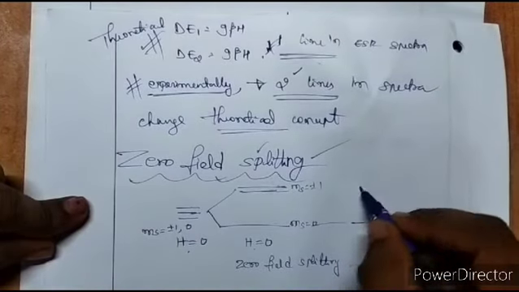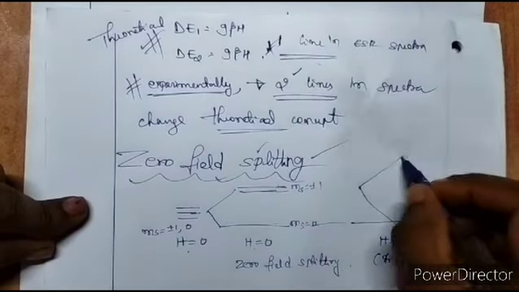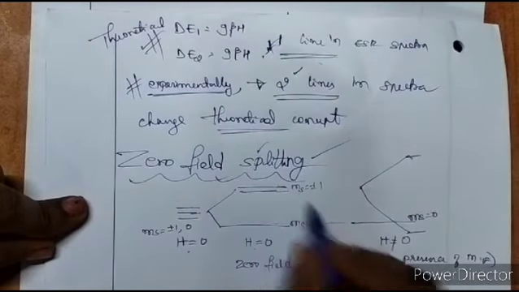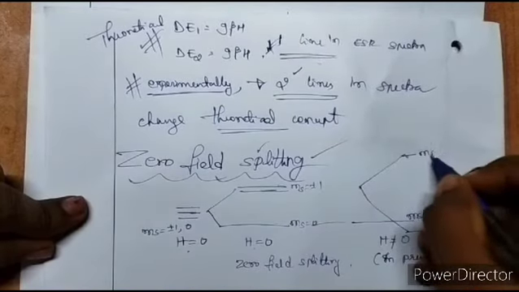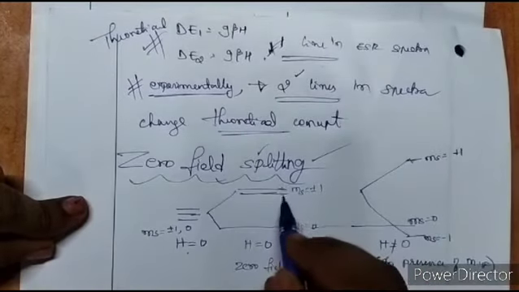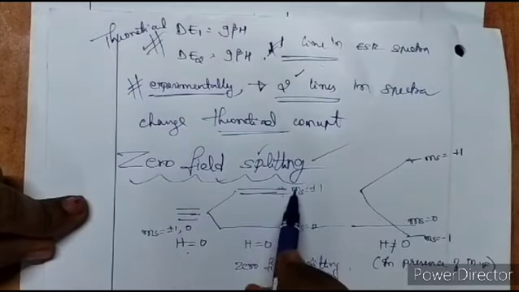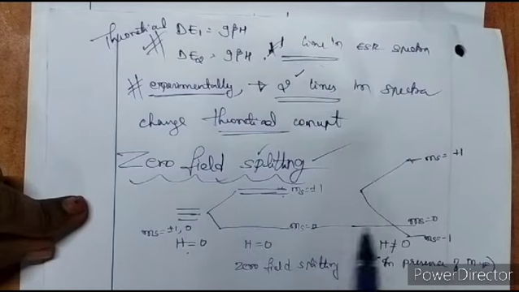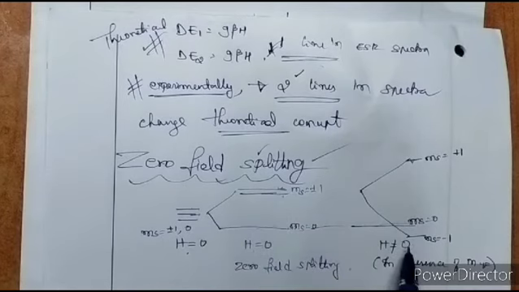It is something like this. Here this one is ms is equal to minus 1, while this is ms is equal to plus 1. These two, initially it was degenerate. What happens if you apply the magnetic field? That will split, while this will retain its position as such even in the presence of magnetic field, while this level will split like this.